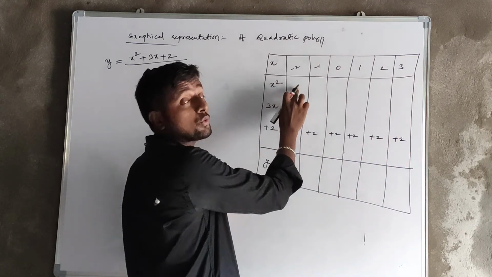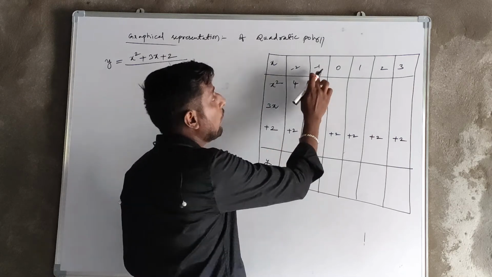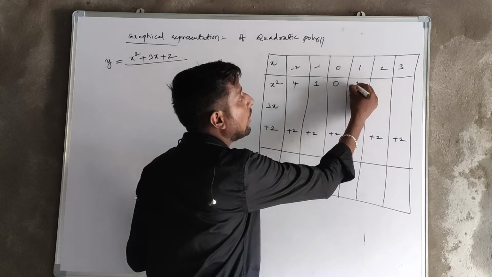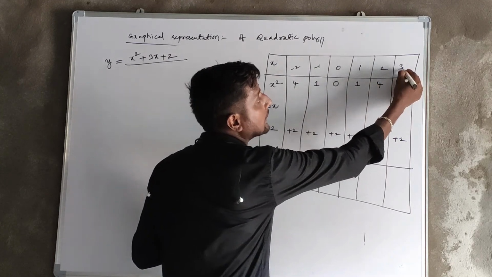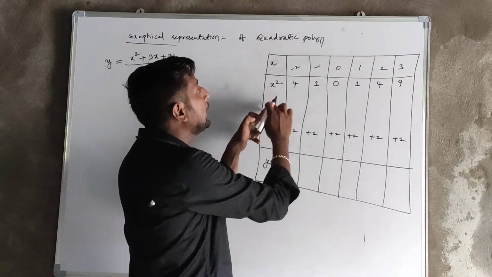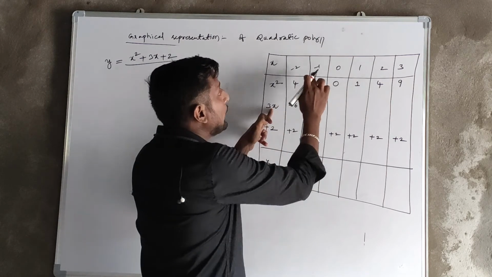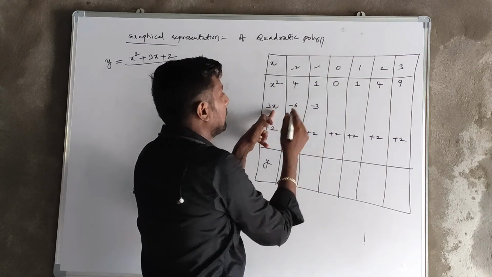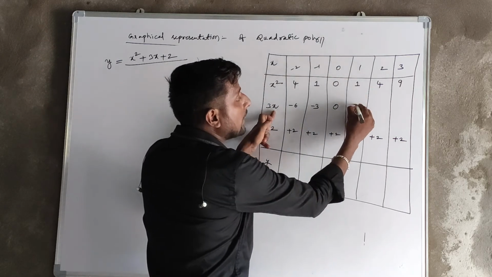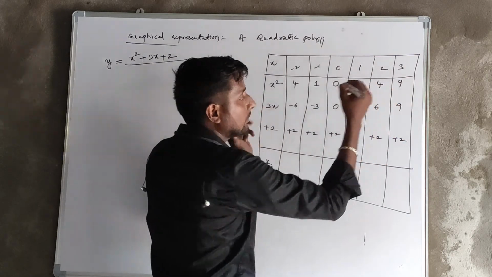Okay. x square: minus 2 whole square, answer 4. Correct? 1 square, answer 1. 0 square, 0. 1 square, 1. 2 square, 4. 3 square, 9. Correct? 3 into x: 3 into minus 2, answer minus 6. Correct? 3 into minus 1, answer minus 3. 3 into 0, answer 0. 3 ones are 3. 3 twos are 6. 3 threes are 9. Correct?